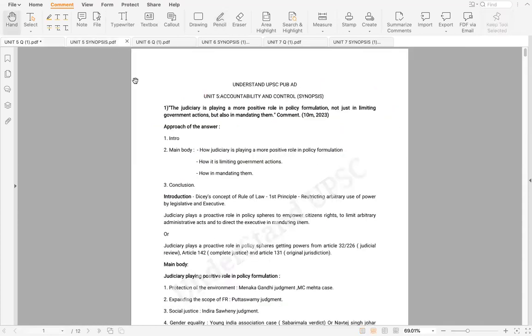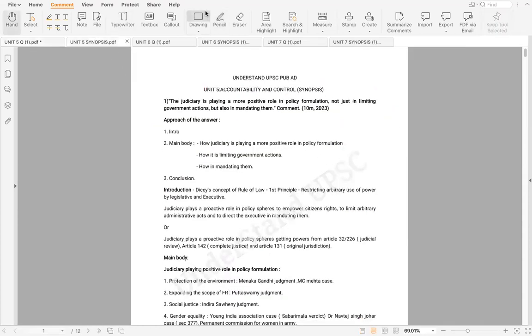All right, so we'll have a look at the first question. This is a pretty simple one. Approach would be the same: intro, body, and conclusion. We'll see what we can do for the introduction for the judiciary. We can always keep a standard introduction wherein we're trying to tell what is the main essence of the judiciary. Second, in the main body, we'll talk about how the judiciary is playing a role in policy formulation, how it is limiting the government actions, and how it is mandating, and we'll try to conclude.